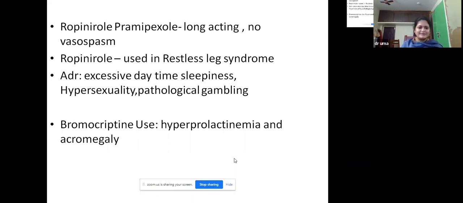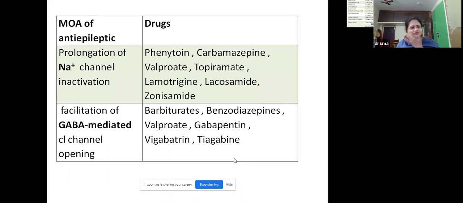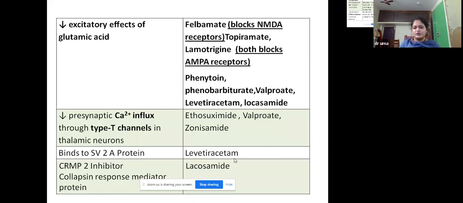So this is anti-epileptics. You see the mechanism of action of anti-epileptics. First is prolongation of sodium channel inactivation, facilitation of GABA-mediated chloride channel opening, decreasing the glutamic acid levels, and decreasing the calcium influx through T-type channels. These are the 4 common mechanisms of action of anti-epileptic drugs.